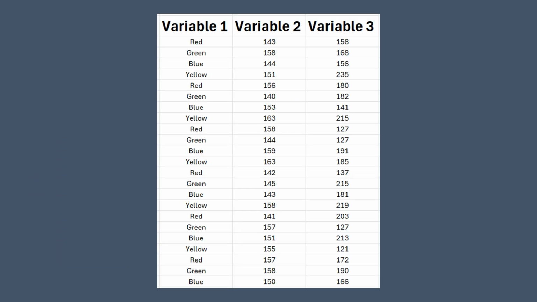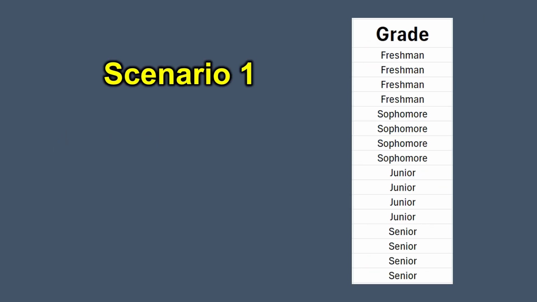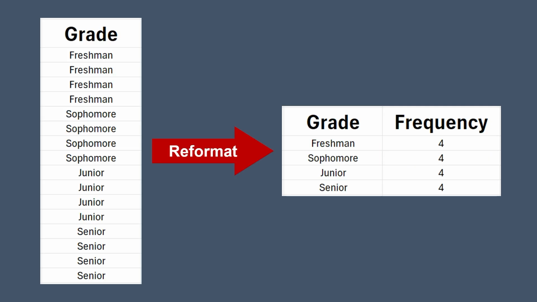Now, what's cool is you can also figure out what kind of test you need to do just by looking at the data in a spreadsheet and seeing how it's formatted. Let's look at 4 scenarios. If you're starting with one column of data and all of it is words, that means you can use a chi-square. We can count the number of times each word appears and then reformat the data so it's words on the left and numbers on the right. Each number is a tally for how many times that word appeared. From there, you can do a chi-square test.